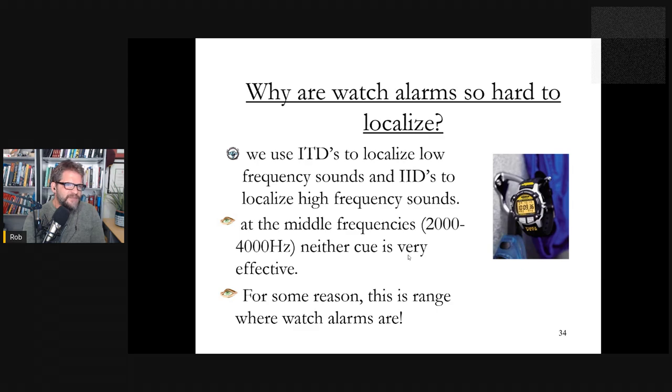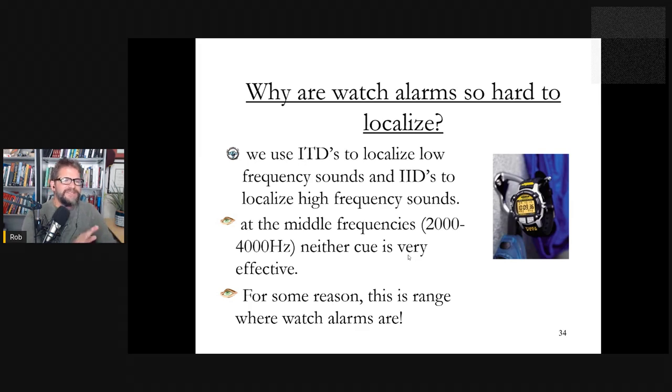And a good example of this is a watch alarm. Watch alarms, or sometimes even phone ringtones. Think about what happens when one goes off beside you. Often people will do this. We would never do that for a video. If you saw a flash of light over there, would you think it was on your arm? No. So we're way better at localizing things visually.